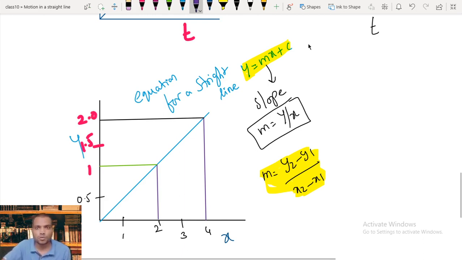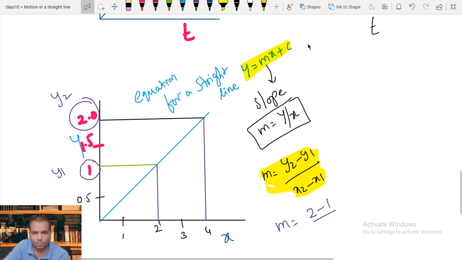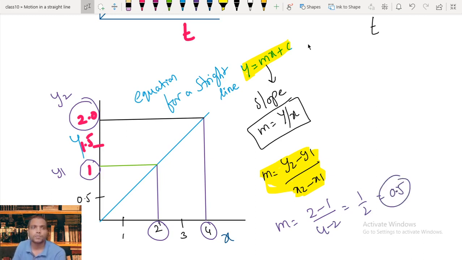Now let's calculate the slope. In this case, slope m equal to y2 minus y1. This higher point is y2, and this point is y1. The slope of this line equals 2 minus 1 over the corresponding x2 minus x1. Here x2 is 4, and x1 equals 2. So 4 minus 2. So I get 1 upon 2, which equals 0.5, which is the slope. So that is the way to calculate slope.